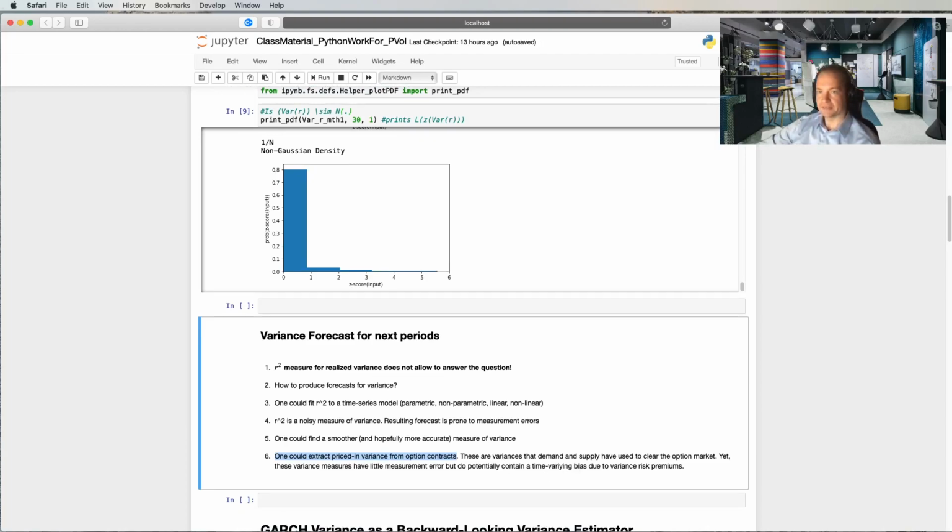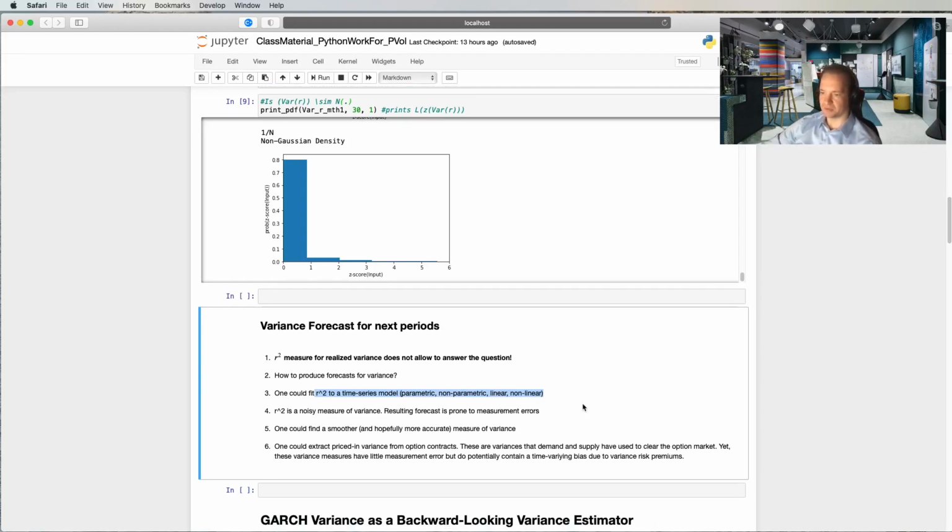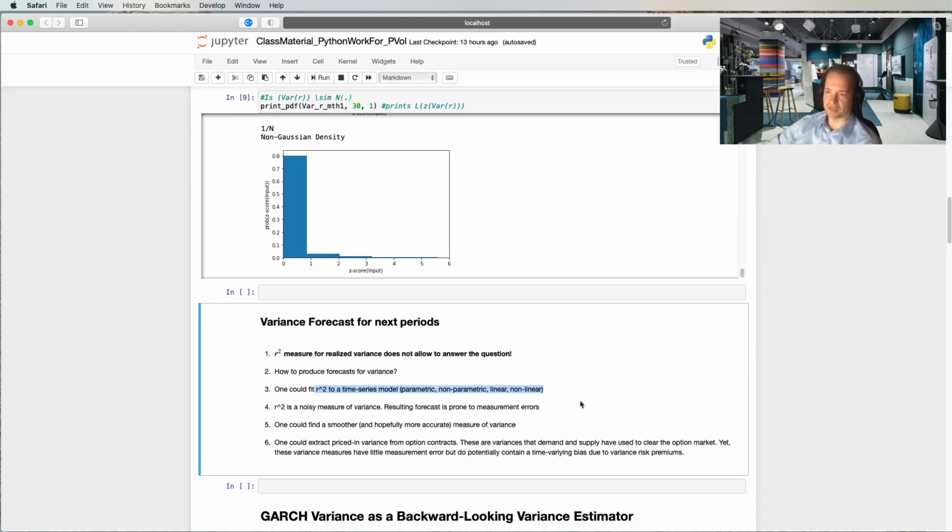But the point is that the variance you extract from options potentially contains a variance risk premium, which is also biasing your forecast. So there are different ways of making forecasts. They all come with advantages and disadvantages. For now, what you just need to keep in mind is the R-square measure for variance is noisy. It doesn't directly give you a forecast, but you could help yourself by fitting its time series to any type of model that you would like. If you don't have something in mind, just think about a regression.